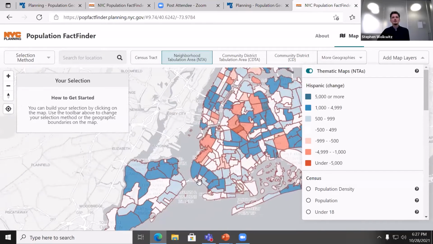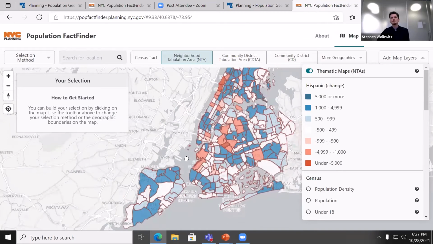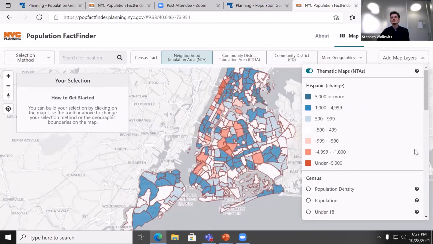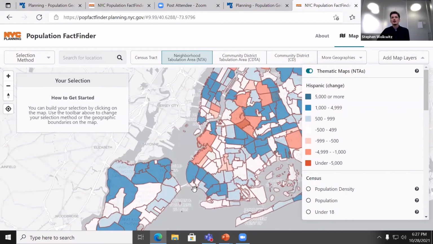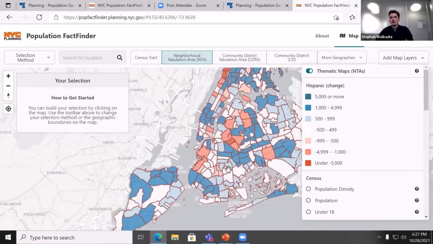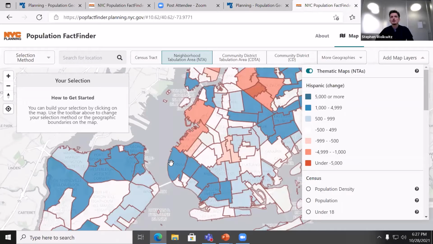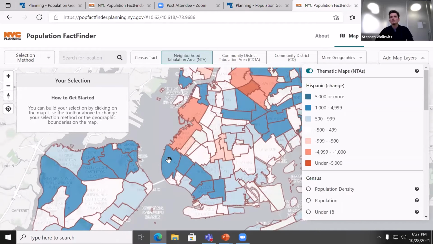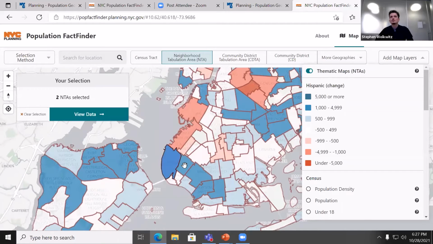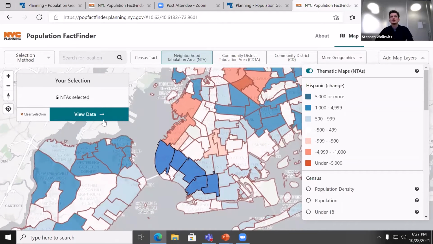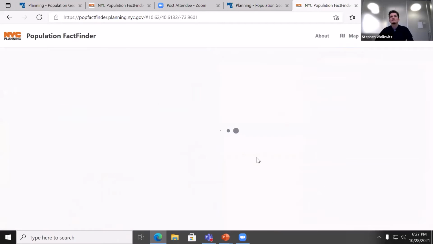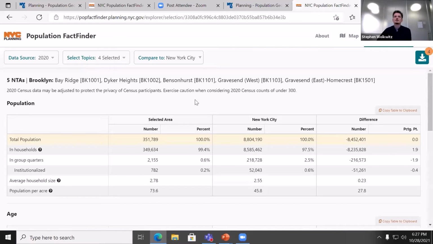This could be helpful if you're interested, first of all, in just getting a quick visualization of some of these variables NTA by NTA, or it can help you make a selection if maybe you're interested in what's going on in this corridor where you've seen increases across Southern Brooklyn. Here you can select all of these NTAs based on what you're seeing and view the data for that aggregation and see what you get.